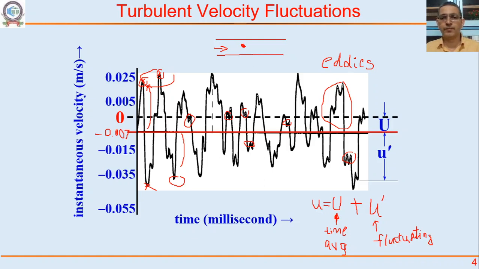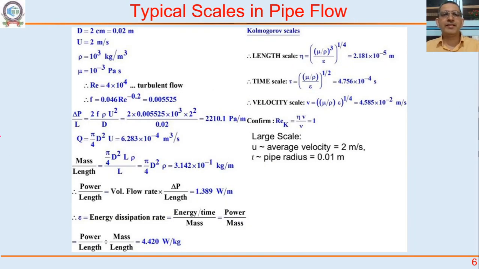Let's go forward. Let's try to estimate these values. Okay, so here is an example just so that you are fairly comfortable with all these things. Let's say pipe diameter is 2 centimeters. So D is 0.02 meters.